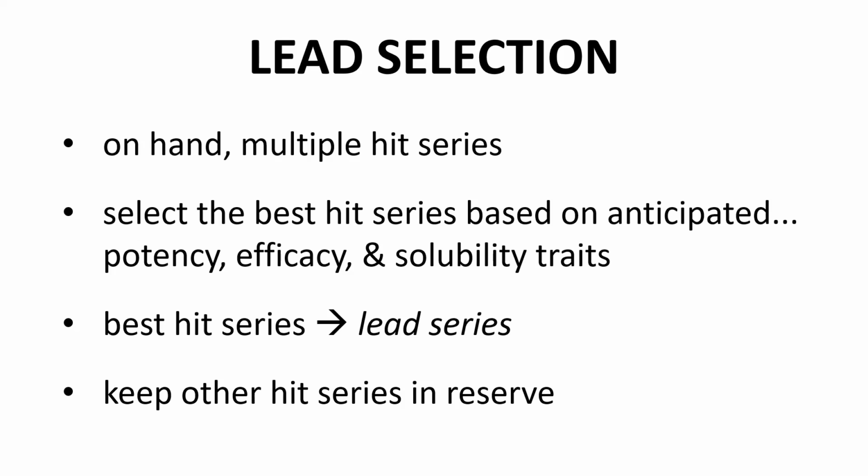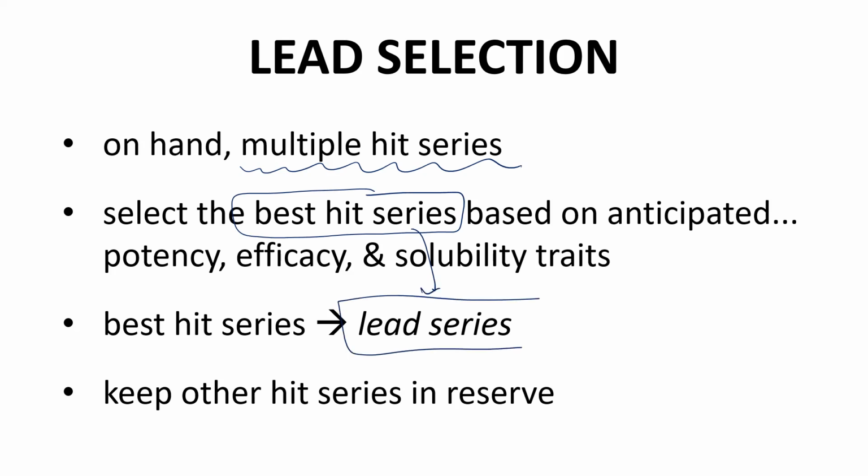After considerable early research, the team will have data from multiple hit series. The data sets will be examined and considered, and one of the hit series will be promoted to lead series status. This step is the culmination of the lead selection process. Compounds in the lead series will be extensively explored as the drug discovery process continues.